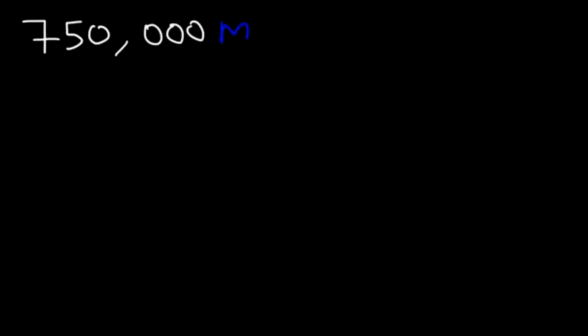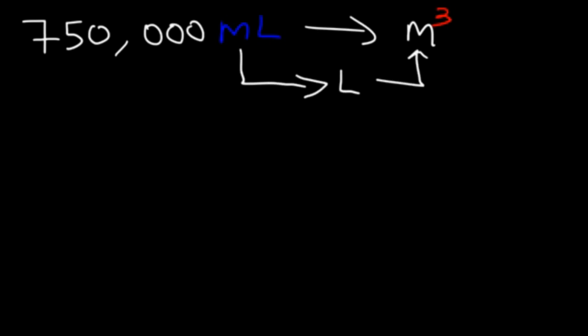Convert 750,000 milliliters into cubic meters. So what should we do for this problem? How can we convert milliliters to cubic meters? So this is another two-step process. We need to convert milliliters into liters, and then liters into cubic meters.